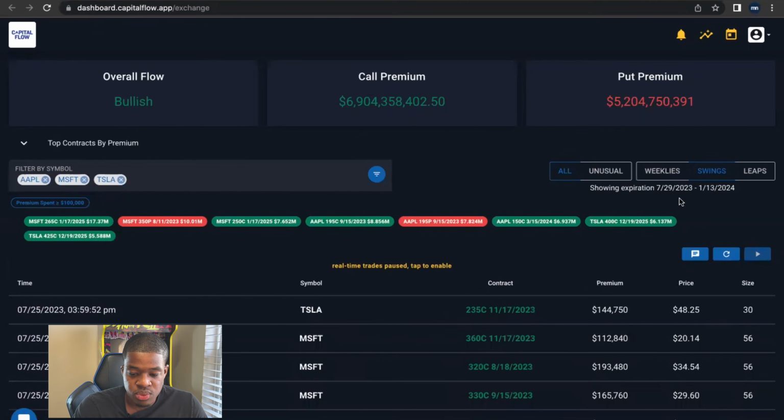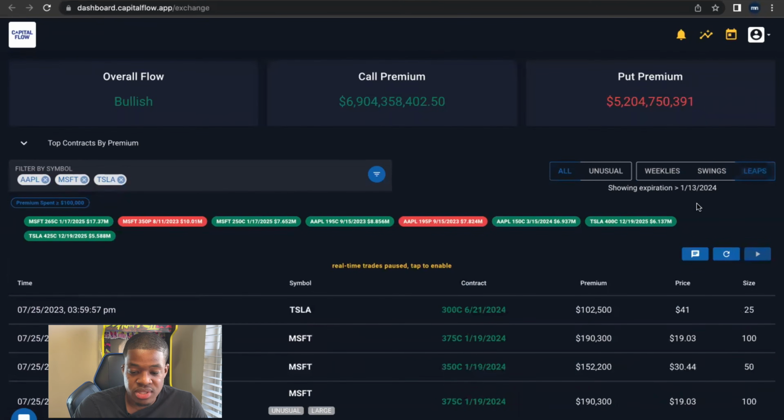We also have swings. These are going to show you expirations that expire within the next 6 months. So if you're a swing trader, you like to hold things overnight for a few days, few weeks, couple months, this is going to be the filter for you. We also have leaps. Leaps show you expirations that are 6 months and farther. So if you like to hold things for a year, 2 years at a time, which is a very useful way to make a lot of money during options trading, you can check out this leaps filter.